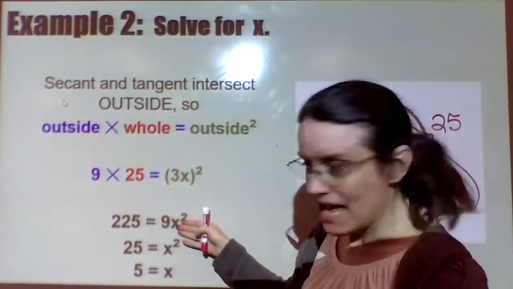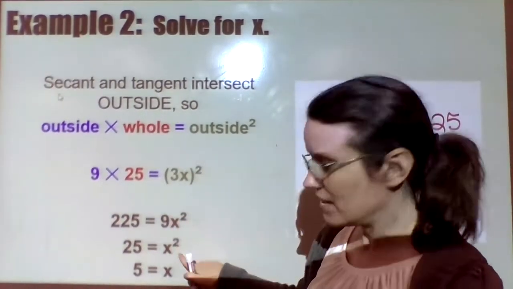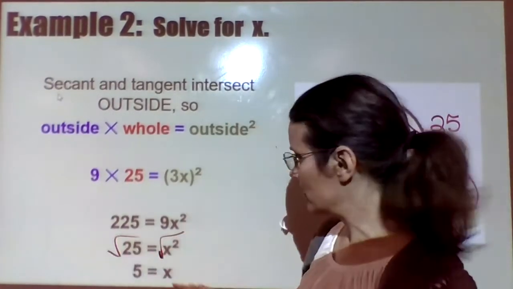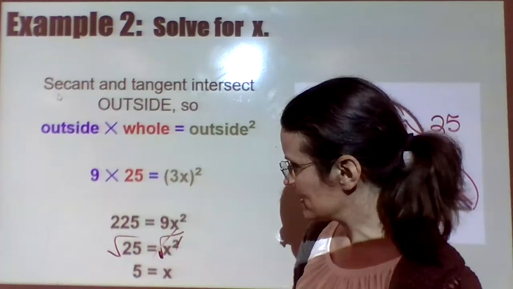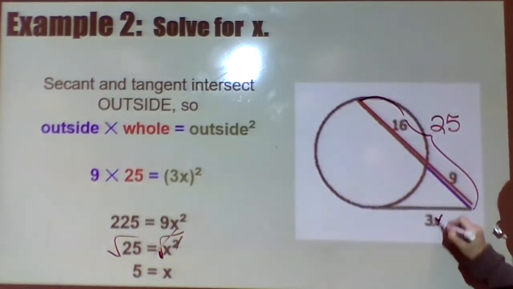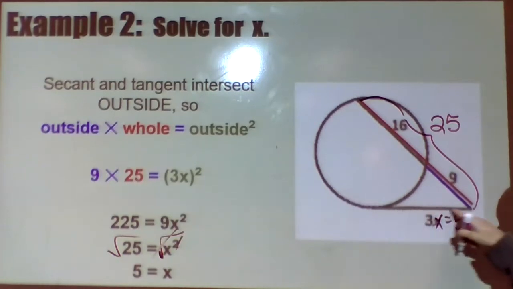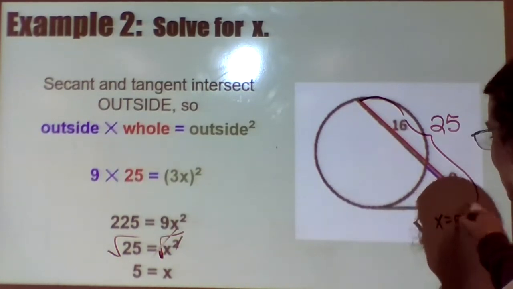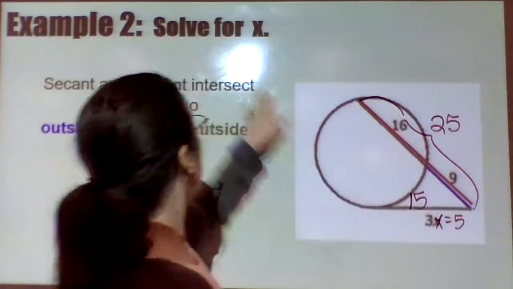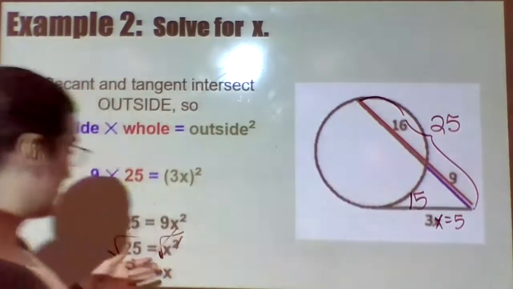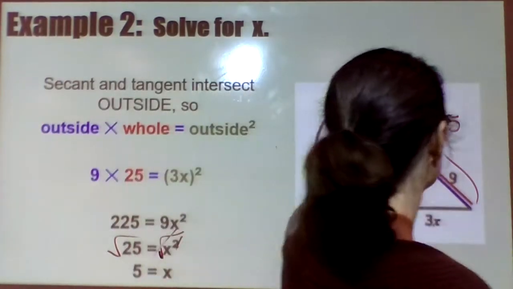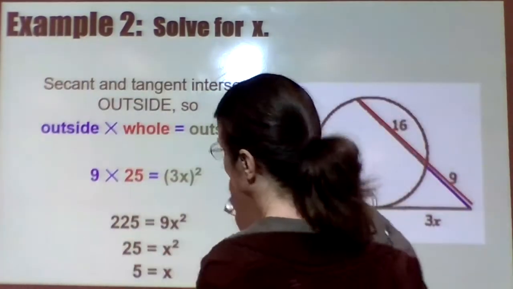So to get the x squared by itself, let's divide off the 9. And then we would square root both sides here so that those would cancel, and x would turn out to be 5. So x equals 5, which means that this segment, this tangent piece out here, was 15 total. But we didn't need to know that. All I needed was x, and here's x. But you could plug it in and find that tangent piece now because you know what it is.